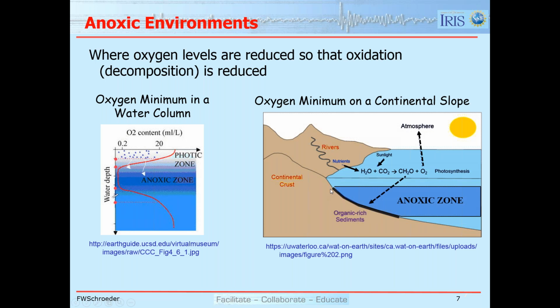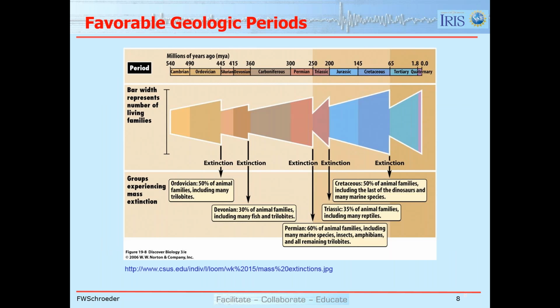When we have a continental margin, there'll be an anoxic zone, and so organic material that subsides to the seafloor and is buried fairly rapidly in an anoxic zone would lead to very good source rock. There are also certain periods of geological time when we've had mass extinctions, and that would improve the ability for organic material to be preserved.